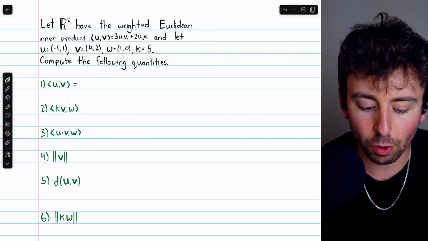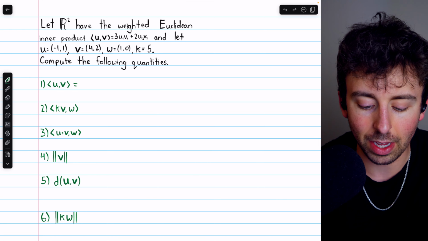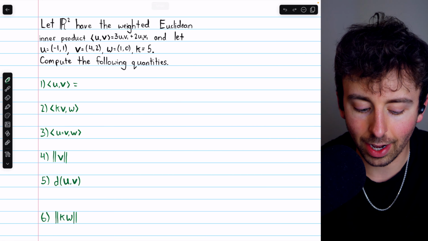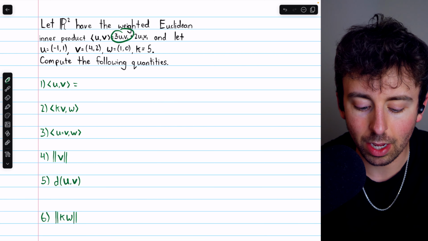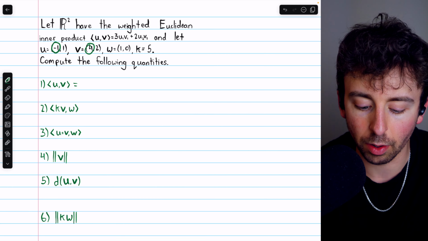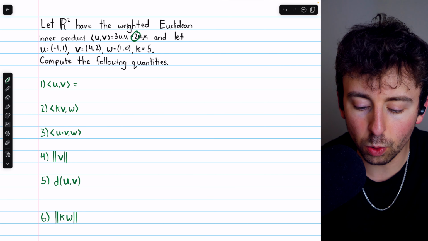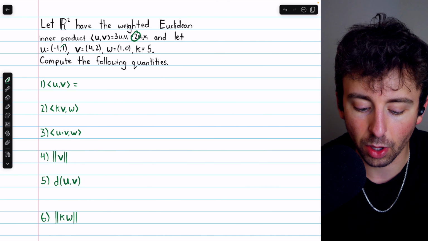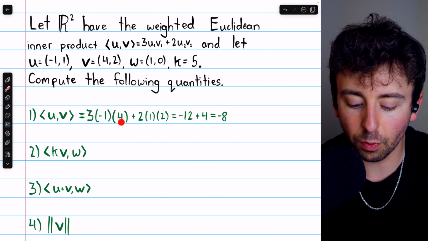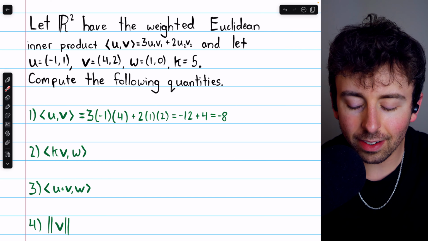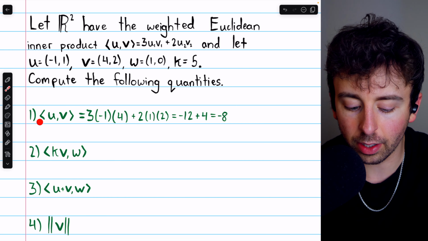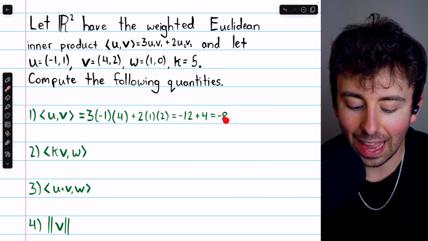We're just computing the inner product of u with v. So the inner product here is this weighted Euclidean inner product. That means we need to multiply 3 by the product of the first components of u and v, -1 and 4, and then add 2 times the product of the second components of u and v, that's 1 and 2. So that's 3 times -1 times 4, which is -12, and 2 times 1 times 2, which is +4. So the inner product of u with v is -8.